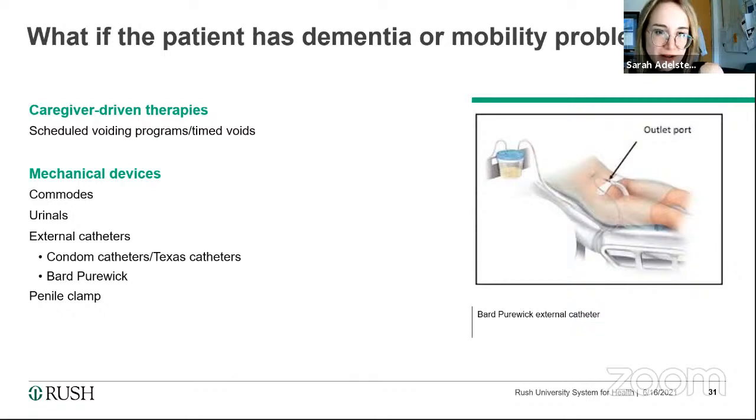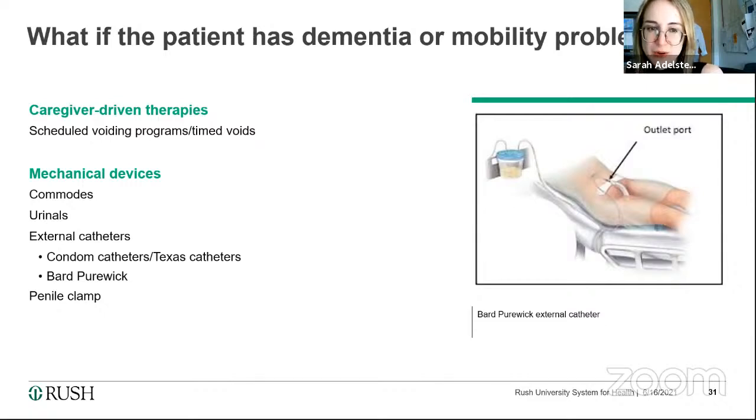Okay, so there are some caregiver-driven therapies for urinary incontinence. Scheduled or timed voiding is probably one of the more common ones. So, to try to put somebody on the toilet or on a commode first thing in the morning, maybe every 3 hours through the day, and just kind of try to prompt urination before it's too late and there's an accident. Can be a game changer in terms of urinary incontinence episodes. There are lots of mechanical devices that can kind of assist in management of urinary incontinence.